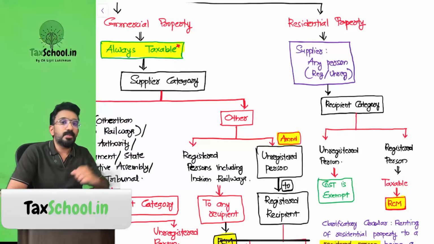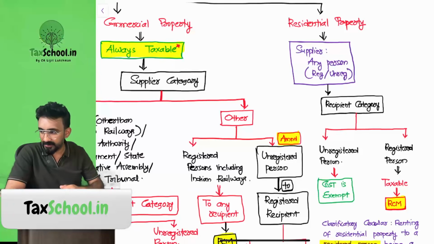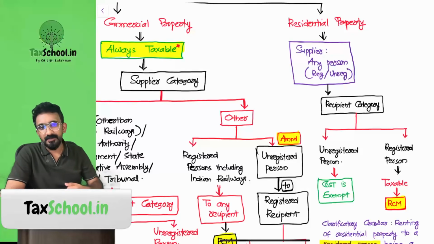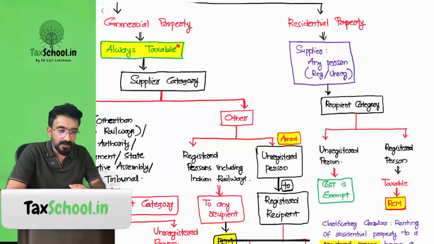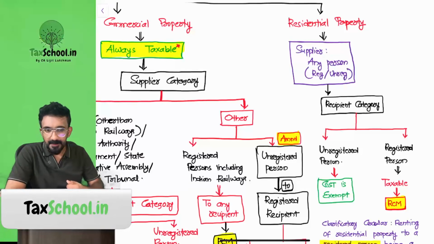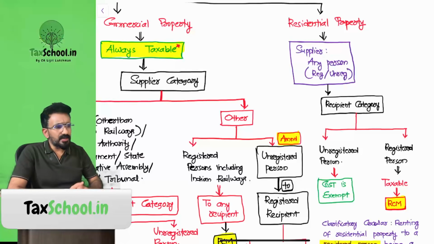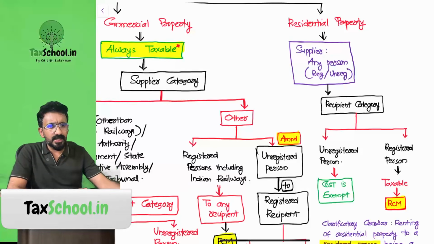Look at the second type of property, which is residential property. What if the property in question is a residential property? Then we have to ask the question, what is the supplier category? The supplier could be registered or unregistered, it doesn't matter. The question is on who is taking the residential property on rent. Who will take residential property on rent? Persons in individual capacity will take it, or will businesses take this on rent?